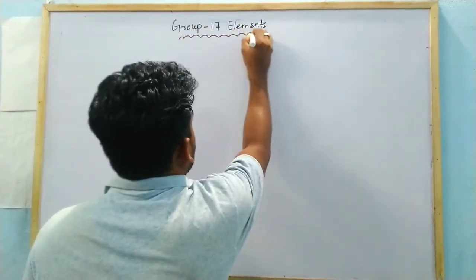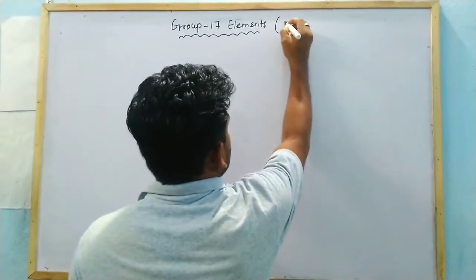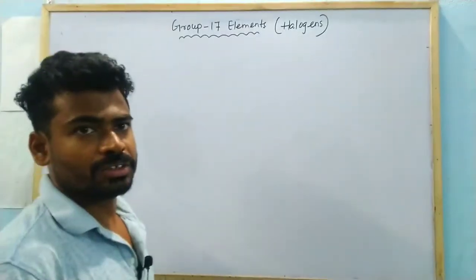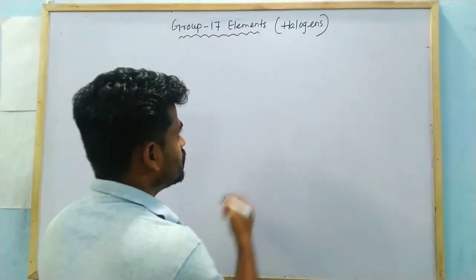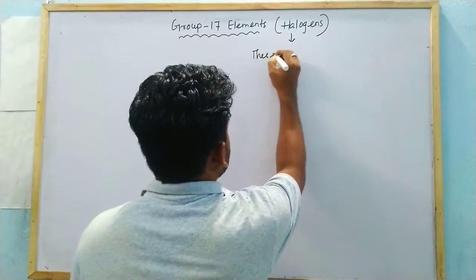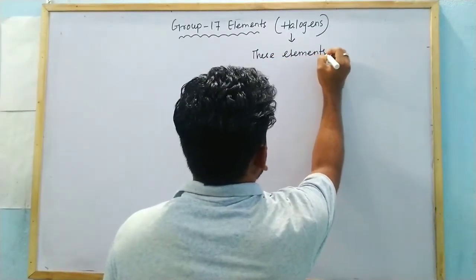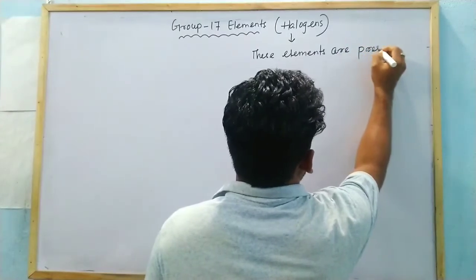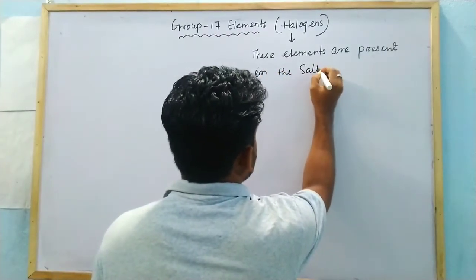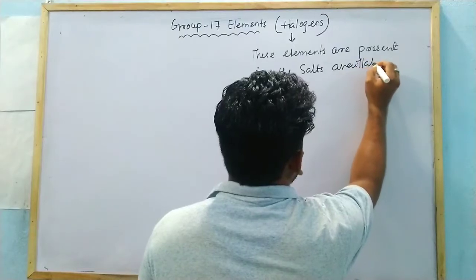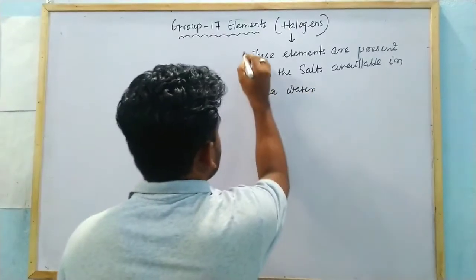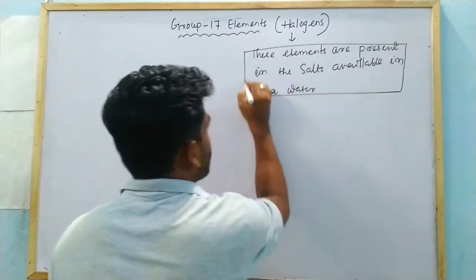These are also known as halogens. Why? Because these elements are present in the salts available in seawater. That's why these are known as halogens.